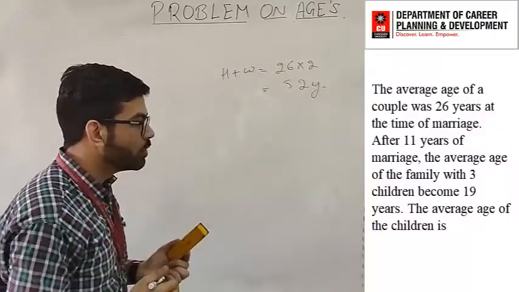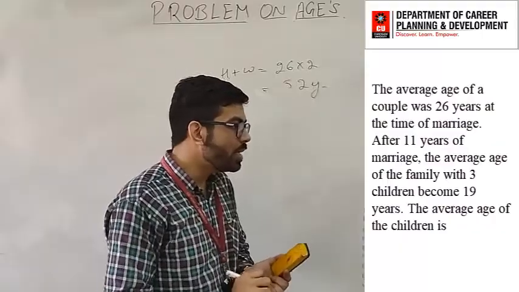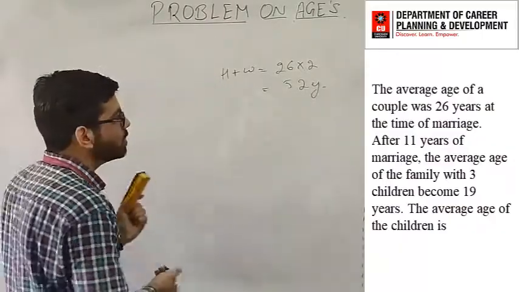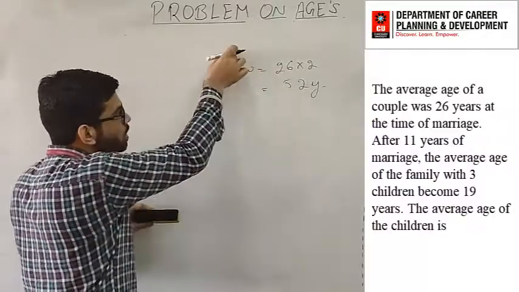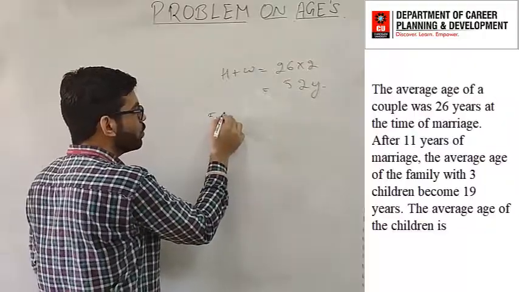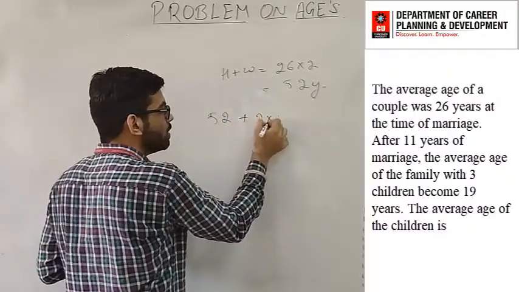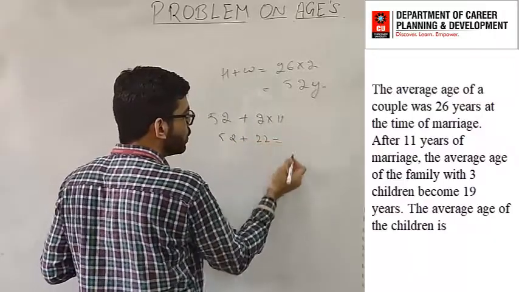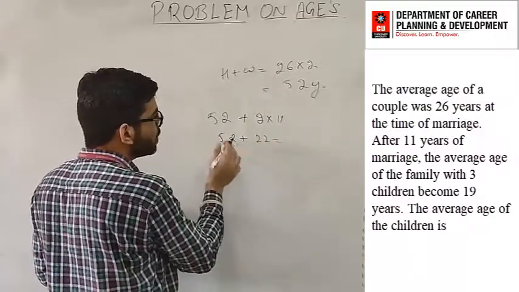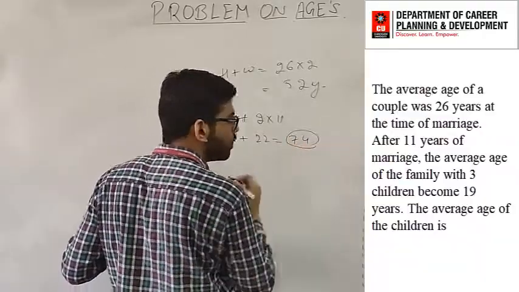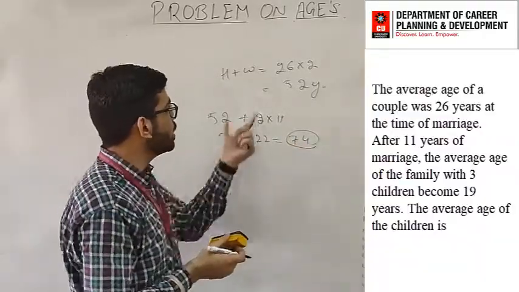Move to the next part of the question. After 11 years of their marriage, that means we have to add 11 years for the husband and 11 years for the wife. That means what we have to do? We have to do 52 plus 2 times 11. That means 52 plus 22. So the sum of their ages after 11 years comes out to be 74 years. This is talking about the husband and wife.